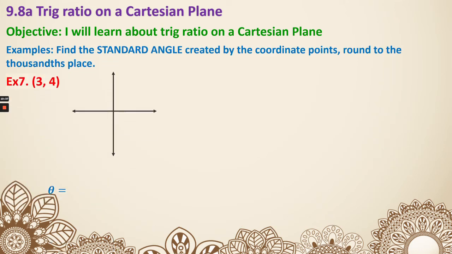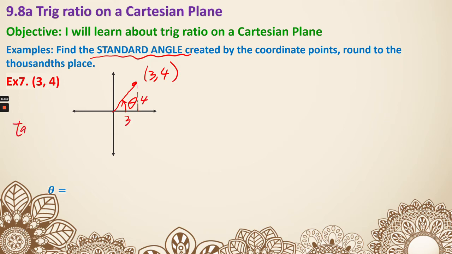Now, after finding the ratio, this time we are going to find the angles. Let's get started. First, 3, 4. That is about right here. The angle we're trying to find is right here, theta, because it's asking for the standard angle. So we have to start from the positive x-axis because that's the initial side. If you look at the triangle, this is 3, that's 4.